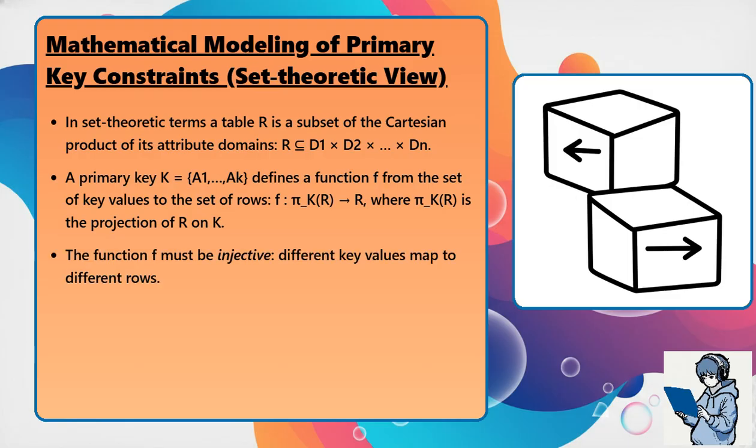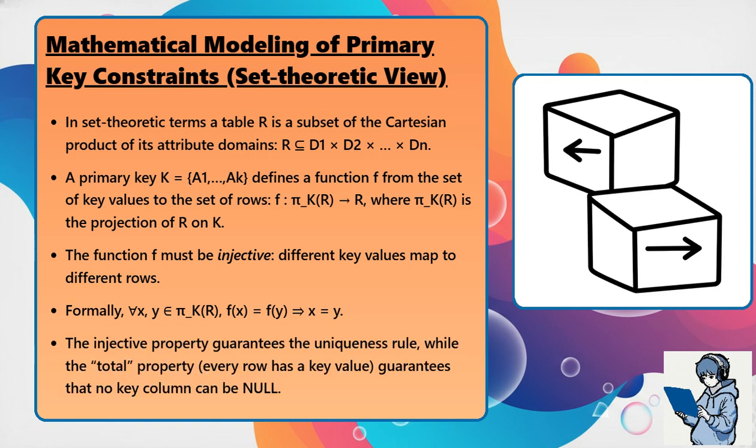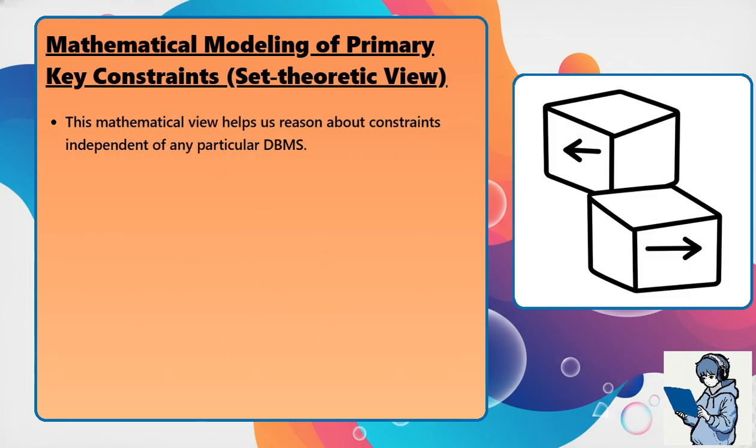Different key values map to different rows. Formally, for all x, y in pi sub K of R, f of x equals f of y implies x equals y. The injective property guarantees the uniqueness rule, while the total property, every row has a key value, guarantees that no key column can be null. This mathematical view helps us reason about constraints independent of any particular DBMS.